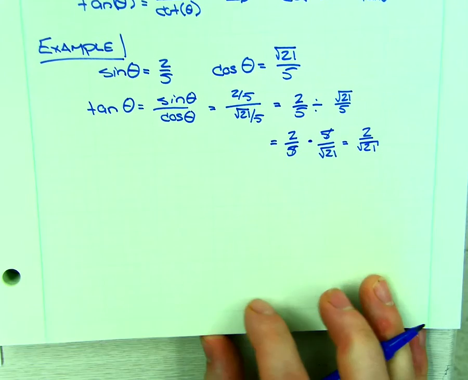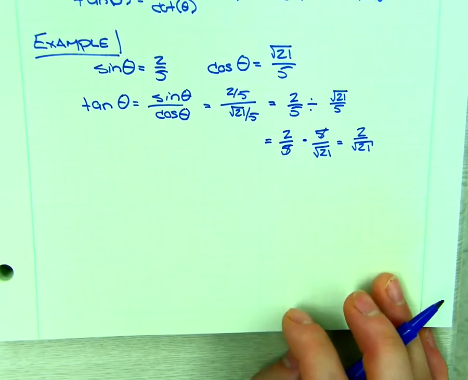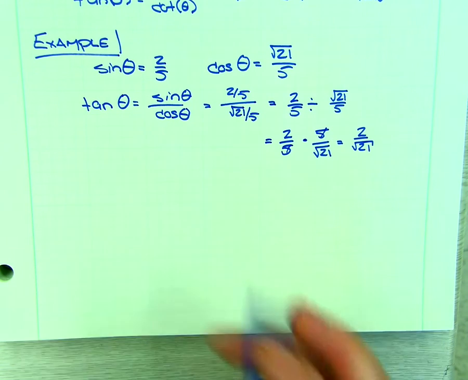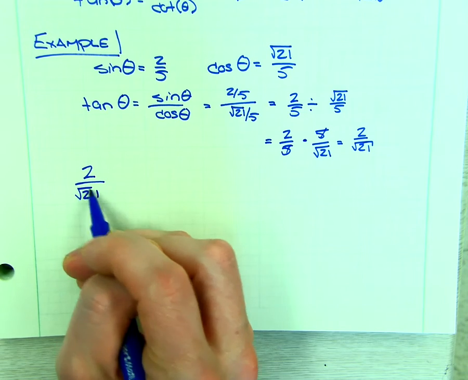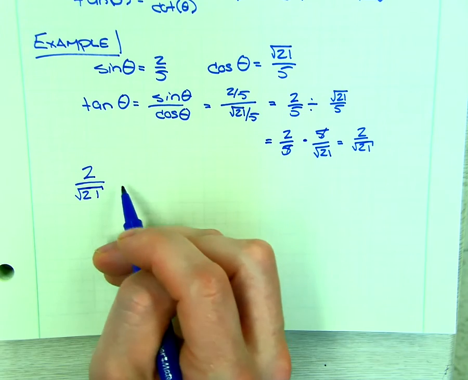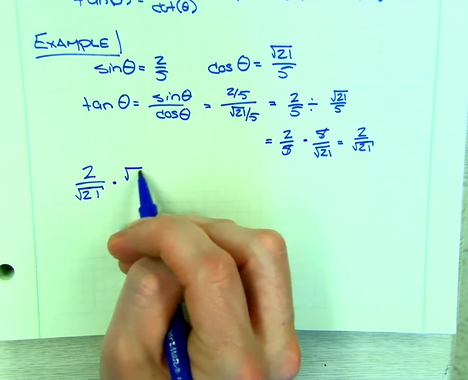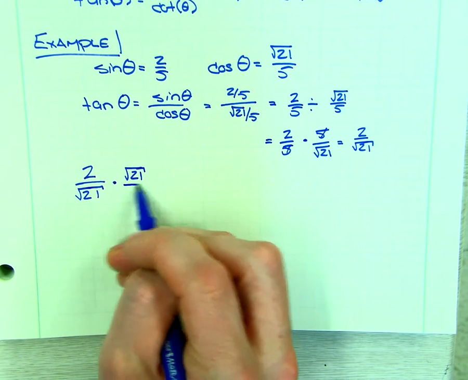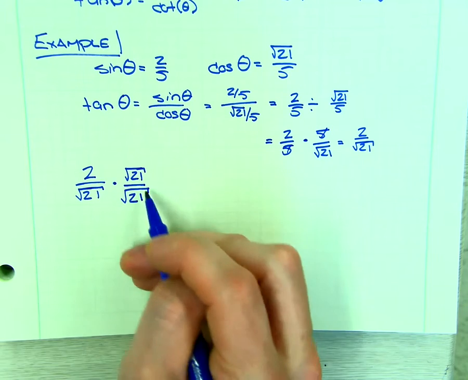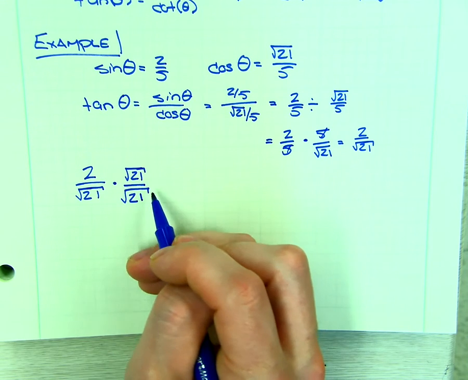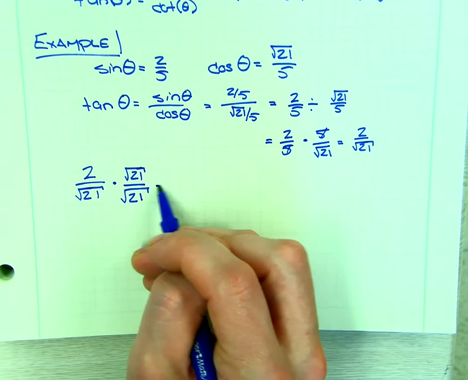And I would be totally 100% happy there, except I've got this radical in the denominator, and I don't like that. So how I get rid of that is I say 2 over square root of 21, and then I multiply the top and the bottom by the square root of 21. This doesn't anger the algebra gods, because the square root of 21 over the square root of 21 is exactly equal to 1. So I'm just multiplying something by 1, totally legal, totally fine.